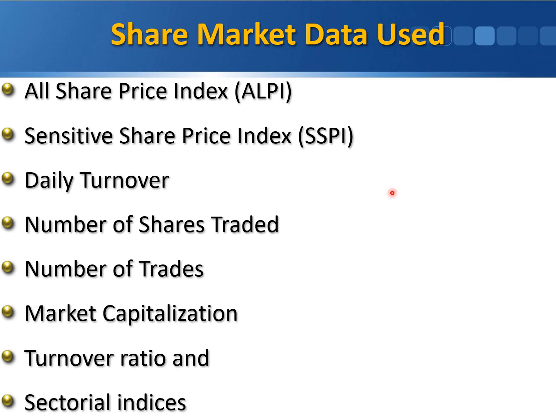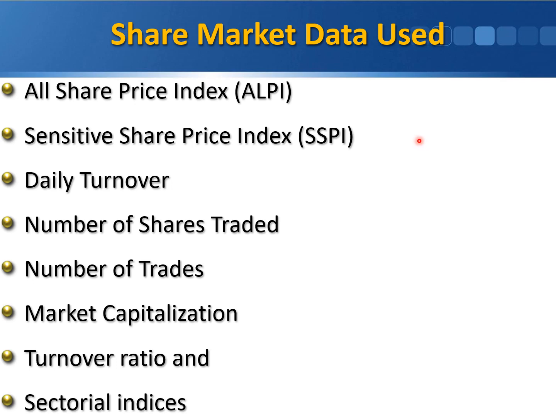So what share market data attributes are used? These are the attributes I use in order to apply machine learning techniques: all share price index, sensitive share price index, daily turnover, number of shares traded, number of trades, market capitalization, turnover ratio, and sectorial indices. So we have to choose what the outputs are. In this case, based on what I have extracted from stock markets, the all share price index and sensitive share price index show what is going to happen in coming days when it comes to the stock market.